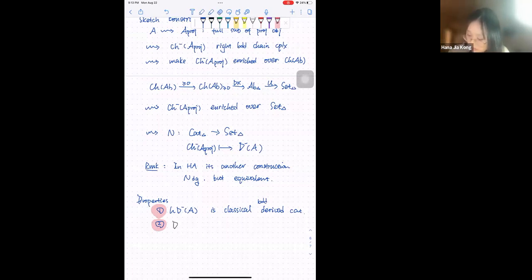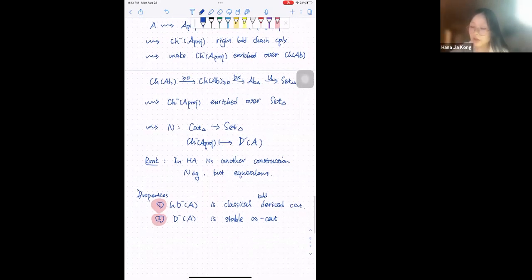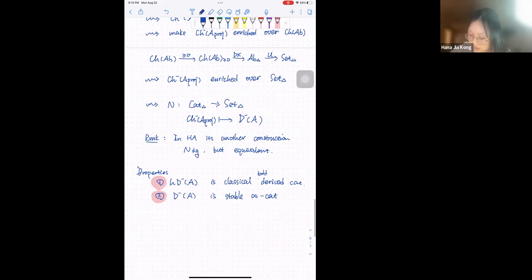And also, of course, it is a stable category, a stable infinity category. And for a stable infinity category, actually, for a triangulated category, we can talk about the T structure on it. So the third topic: T structures on triangulated categories.